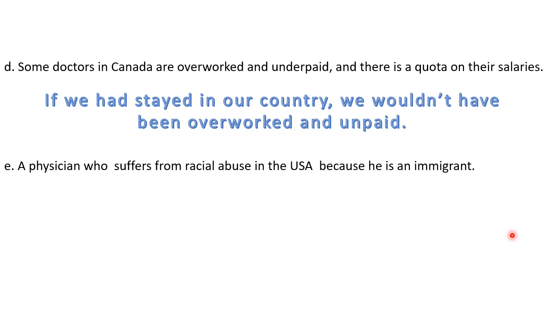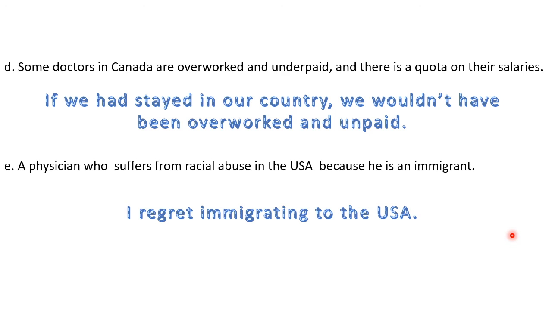The last situation: a physician who suffers from racial abuse in the USA because he is an immigrant. This is a doctor who suffers from racism in the United States just because he is an immigrant. We can say in this situation: I regret immigrating to the USA. I regret immigrating, with the -ing form, to the USA.